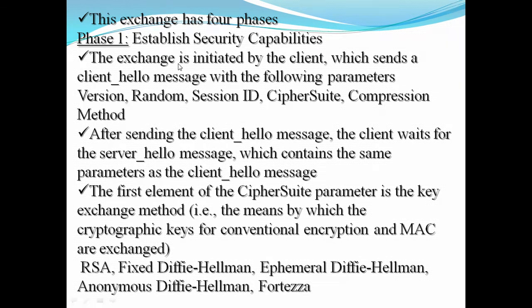So, all of what we discussed previously: this exchange has four phases. What are the phases? Phase one, establish security capabilities. Initially the client hello contains the parameters: version, random number, session ID, cipher suite, compression methods, all those things. And also which kind of algorithm, whether RSA or Diffie-Hellman or Fortezza, whatever the algorithms are, and what the MAC length is. All these things are discussed in phase one.